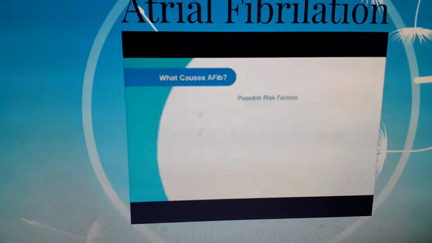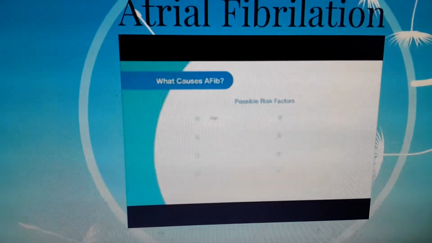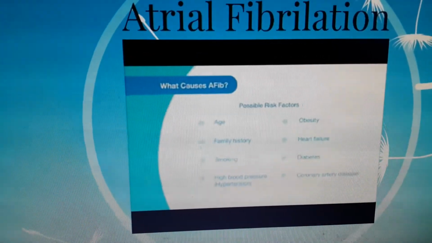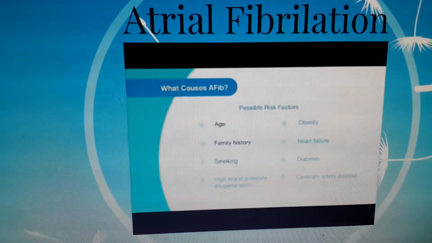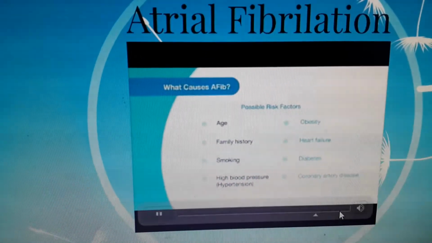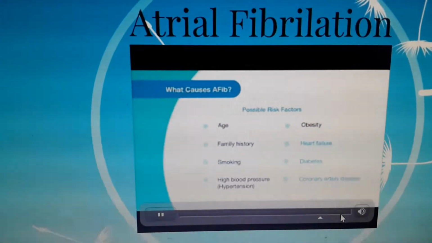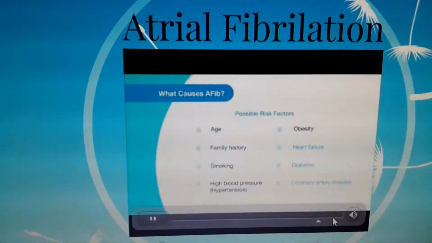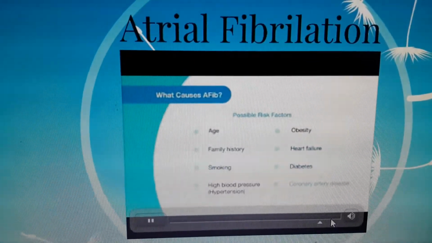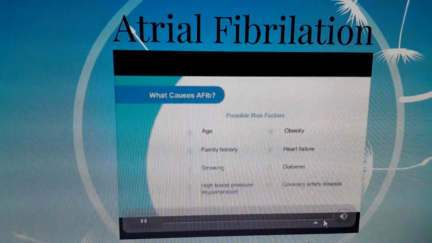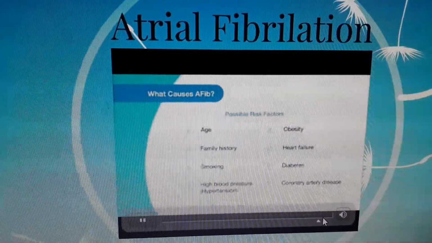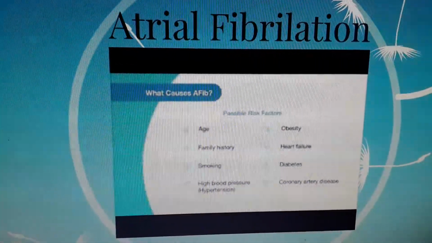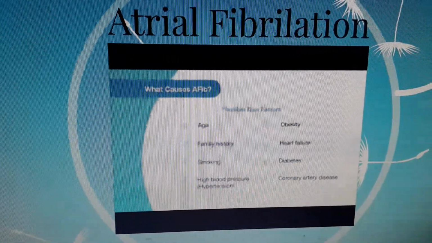While the causes of AFib are often unknown, there are a number of things that increase the chances you might get it. Some of these include age, family history, smoking, high blood pressure, or hypertension, and obesity. Also, if you have any of the following conditions, you're more at risk of AFib: heart failure, diabetes, or coronary artery disease. The more of these risk factors you have, the more likely it is you might experience AFib. Be sure to discuss your full medical history with your healthcare provider.